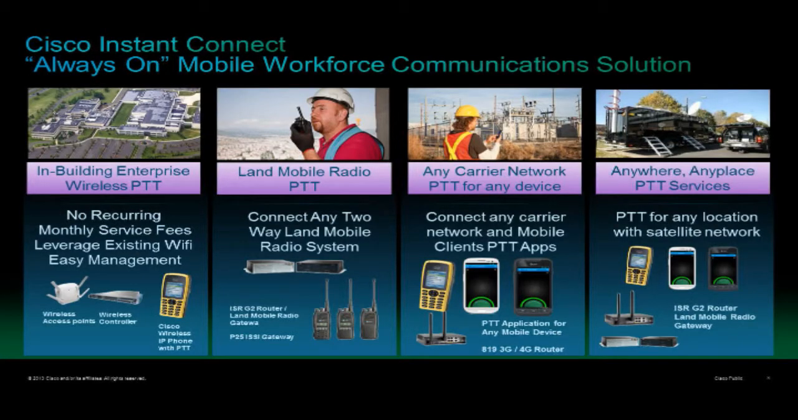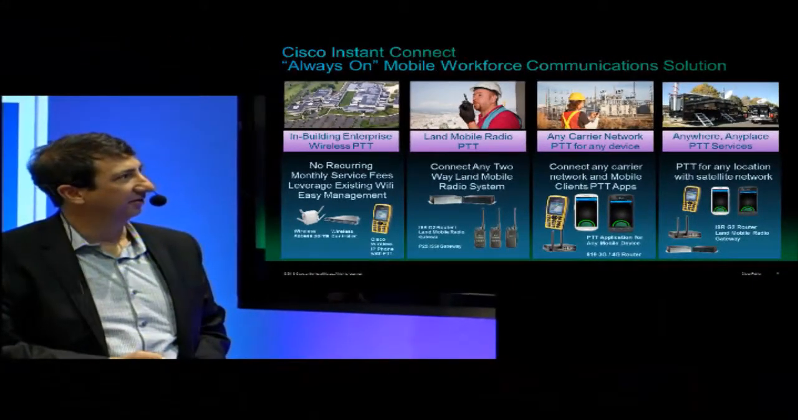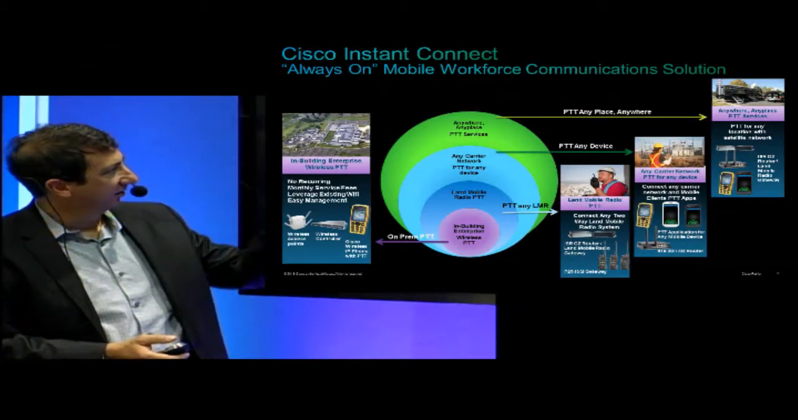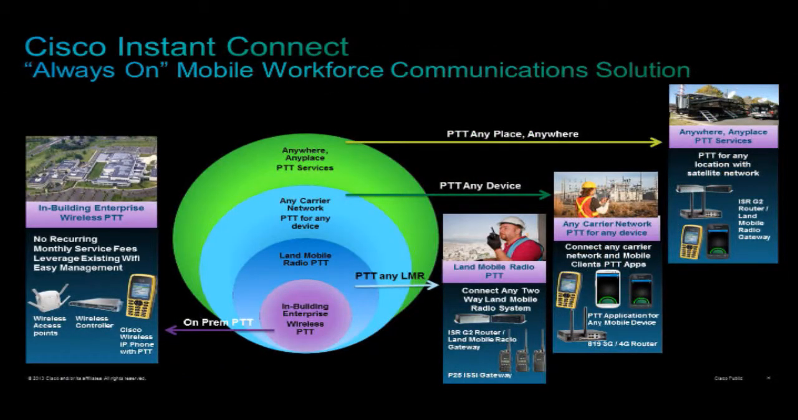From a coverage perspective, you can have on-prem, you can have it tied into your off-prem two-way radios. You can go through the carrier network, or you can even hook a satellite radio to a Cisco mobile router and get it going through the vehicles over a satellite system. So it's an anywhere, any place push-to-talk service. Just from concentric circles, you have the on-prem, the land mobile radio tie-in, the carrier networks, which have a large data coverage, and then the anywhere through the satellite truck.